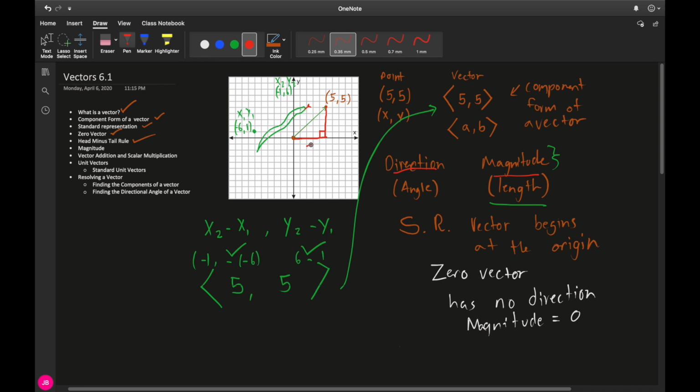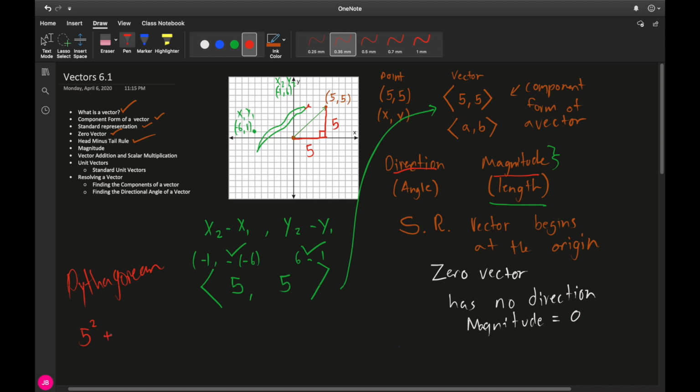So knowing that this side is 5, and that this side is also 5, and that this whole thing is a right triangle, we can actually use the Pythagorean Theorem to find this side of the triangle, which is going to be the length of my vector, which is going to be its magnitude. Now, my Pythagorean Theorem states that if I have a squared plus b squared, then that will equal c squared. This is going to be my hypotenuse right here.